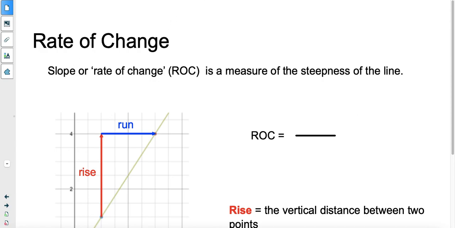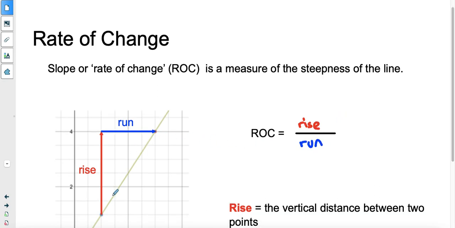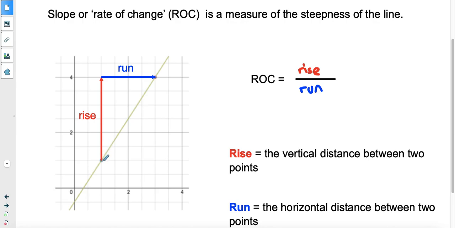So to find a rate of change, the formula is rise over run. The rise tells you how much the line goes up by, and the run tells you how much the line goes to the right. Let's take a look at some examples.